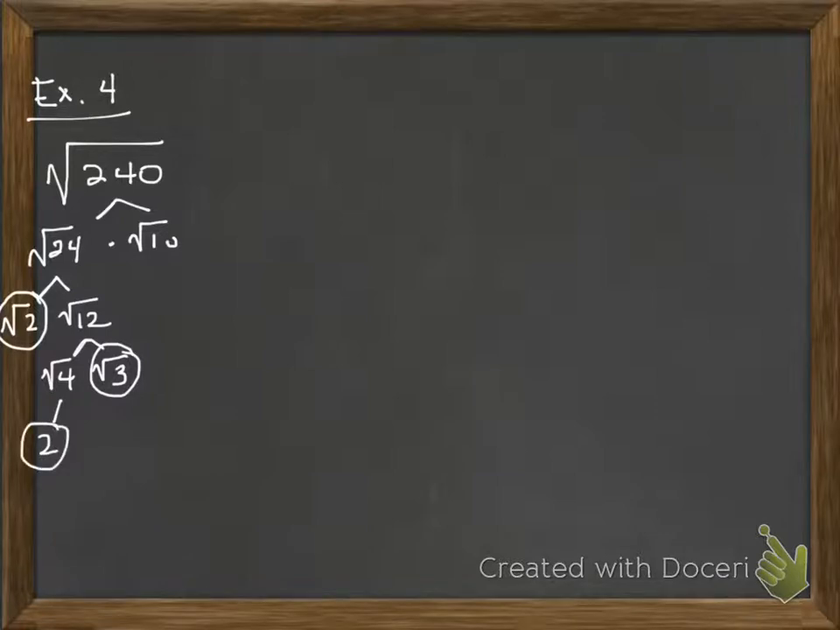Go back up here to 10, because we haven't done anything with 10 yet. 5 and 2. So square root of 5, square root of 2. Can I do anything with those? No, we're both done. Now, the square root sign means they stay under the square root sign. If it's not a square root, it comes out. So right now, based on this, I have 2 square roots of 3. So this is 2 taken care of.